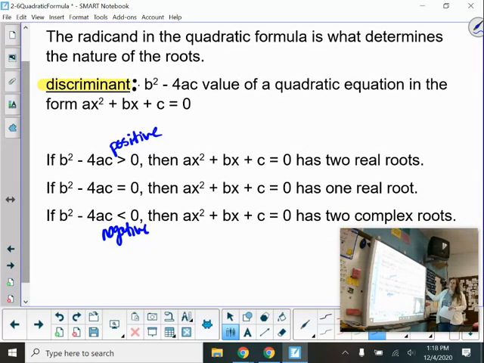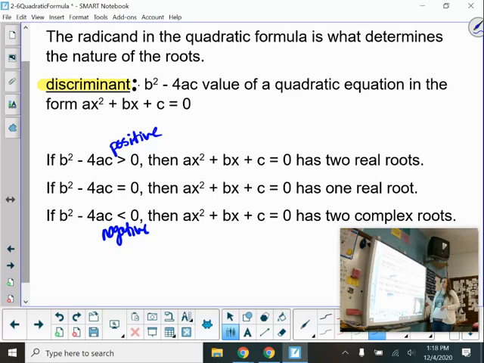So the radicand is what you call the thing that is inside the square root. That's what's going to determine the nature of the root. So we call that the discriminant. So you can see there that's the b squared minus 4ac of your quadratic equation. And then you have your conditions if that's positive, if it's 0, and if it's negative.